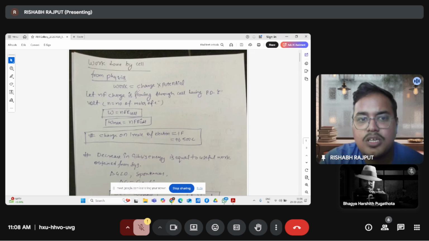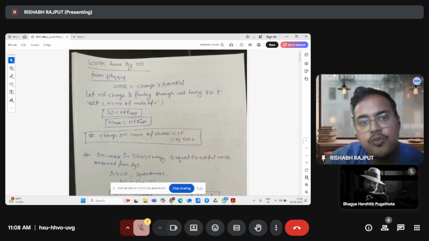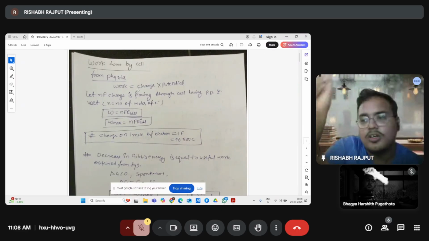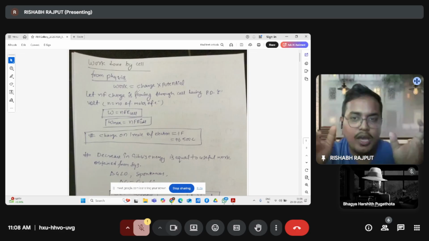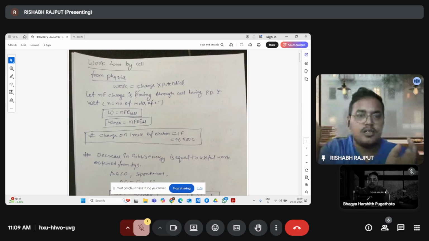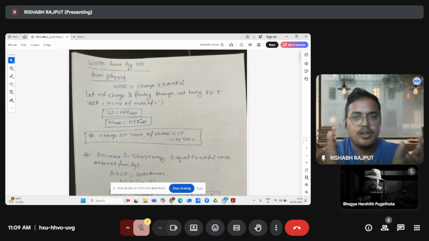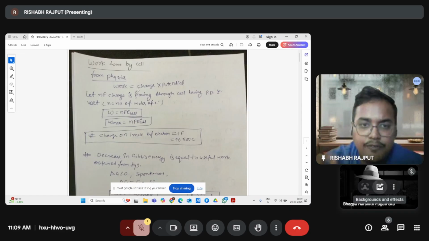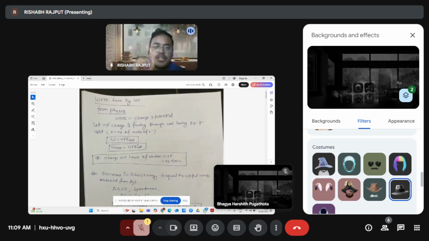In electrochemistry, what happens? Your electron will flow from anode to cathode. From one beaker, from anode to cathode, it is flowing, and you have a potential difference between the two cells, anode and cathode. That is the potential difference, and whatever charge is flowing, that is the charge. If you multiply that charge by the potential difference, you will get the work done by the cell.